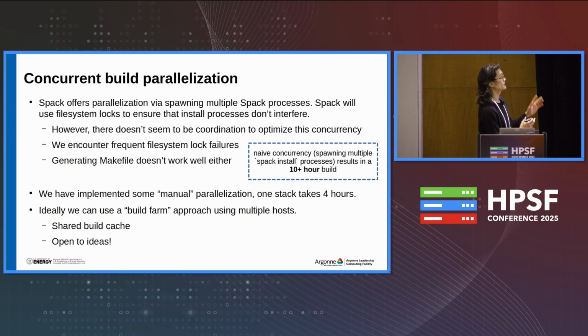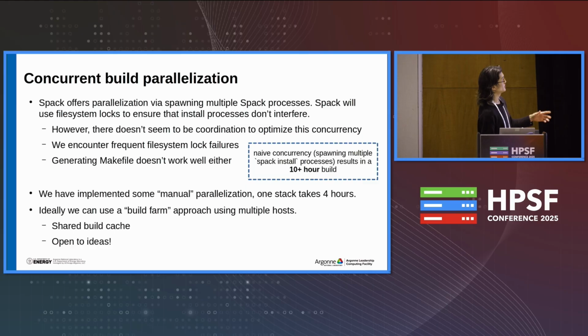Okay, this is one of the major pain points. People have brought it up before. I was really excited to hear that talk about build concurrency because these build times can be kind of a pain. So with the naive concurrency of spawning just say 8 Spack install processes, each with -j4 or something, it takes over 10 hours to build 1 stack. So we were looking at 24-hour build times for when we were building 2 stacks at a time.